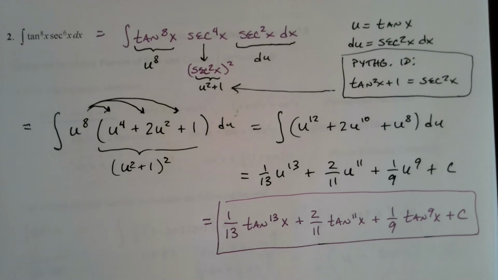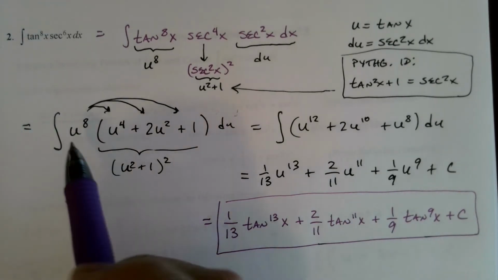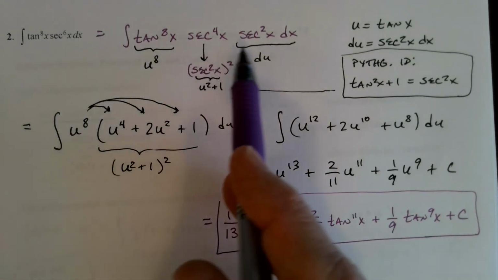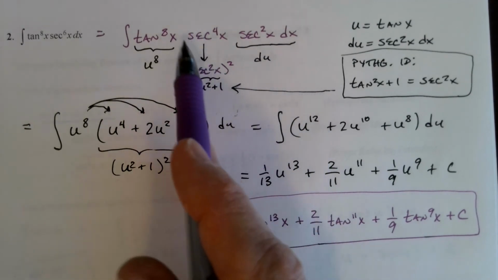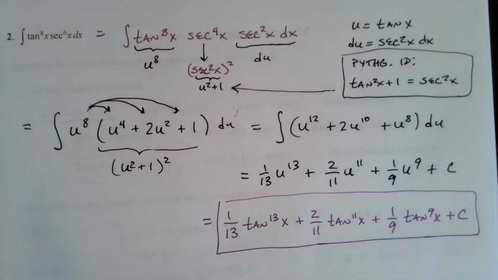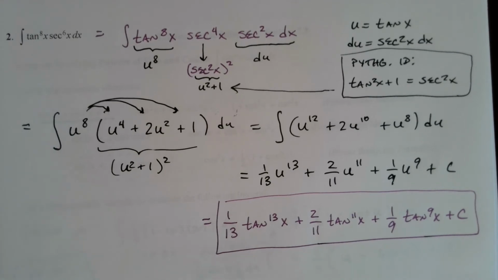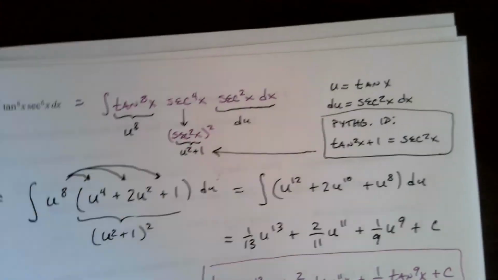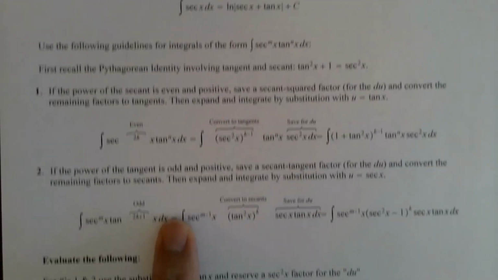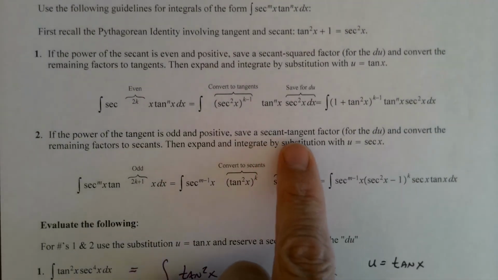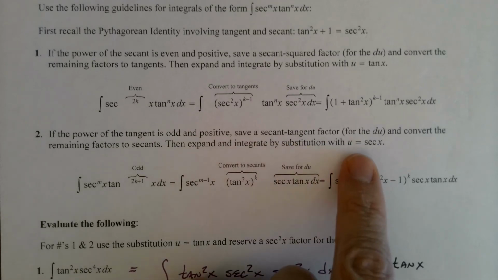Okay, there it is, as crazy as it looks, right? So again, even powers of secant, we peel off a secant squared for the du, convert the remaining secants to tangents. Okay, now what if secant is not even? Well, we better hope that tangent is odd, right? Because again, if tangent is odd, then we can pull off a secant and tangent factor for the du, and we'll let u be secant x. So the next example illustrates that.